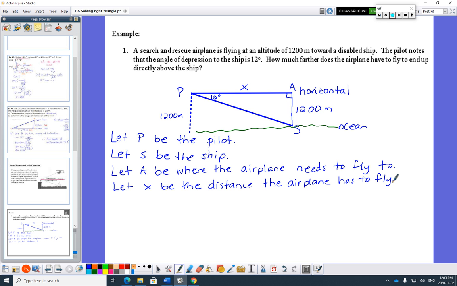Even if you think of it logically, does it make sense for a search and rescue plane to fly to the ship and crash into the ocean? No. It makes sense that they're going to fly above and put ladders down and get the people out of the ship, okay?